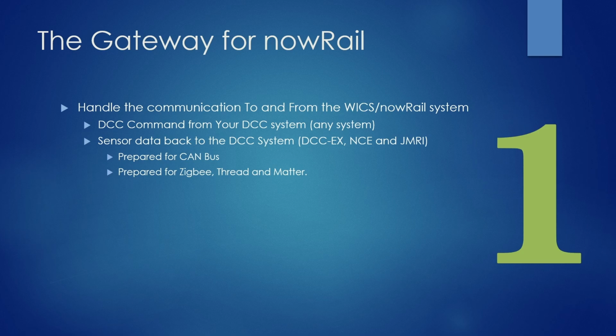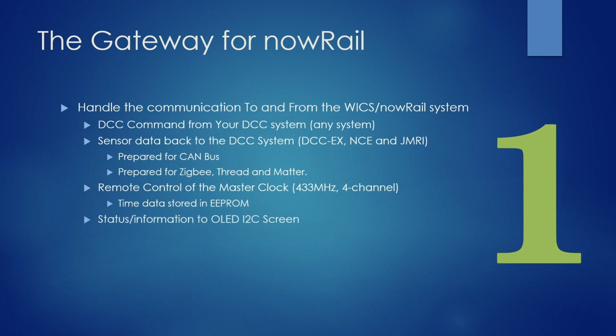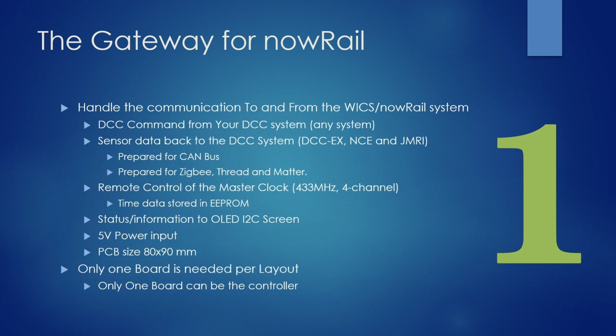The nowRail master clock can be adjusted and controlled by the 4-channel 433 MHz remote control. The data is stored in the EEPROM. Actual status and other information from the nowRail can be viewed on an OLED screen, piggyback, or connected by I2C wires. The board needs a 5-volt power input and the size is 80 x 90 mm. Only one gateway is needed per layout.